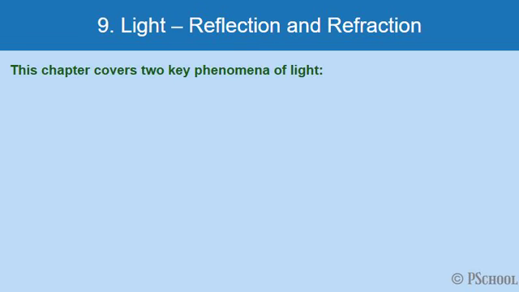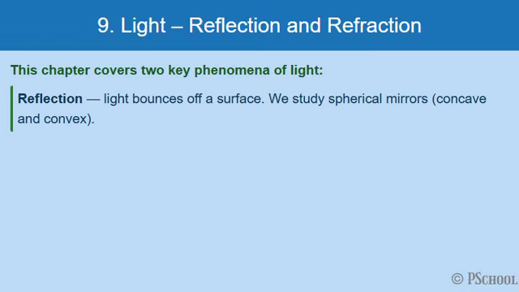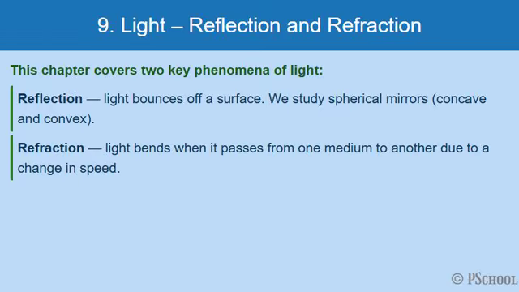Chapter 9, Light, Reflection and Refraction. This chapter covers two key phenomena of light. First, reflection, light bouncing off a surface. We study spherical mirrors, concave and convex. Second, refraction, light bending as it passes from one medium to another because its speed changes.